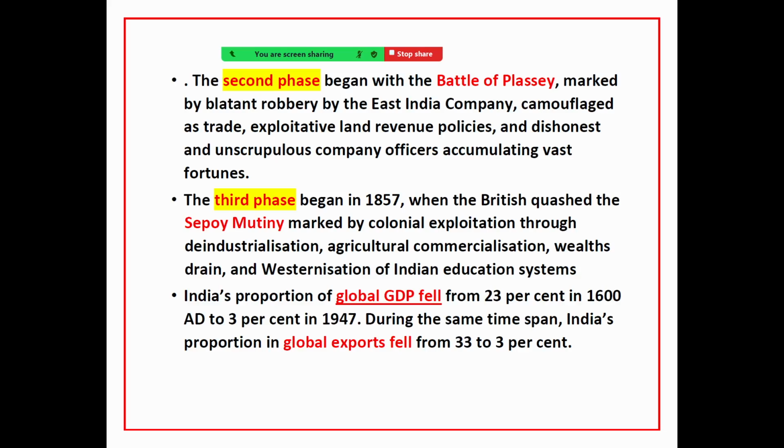Next, farmer exploitation. What does that mean? They made farmers pay very high taxes, leaving them with almost nothing. Then corrupt officials. The company leaders were greedy and dishonest, getting super rich by taking advantage of Indians.